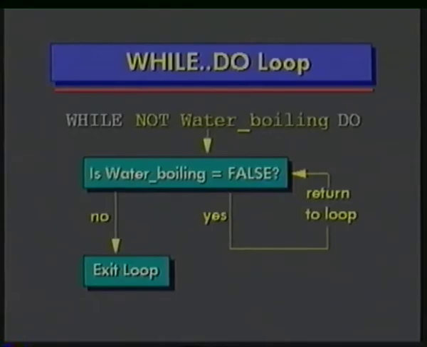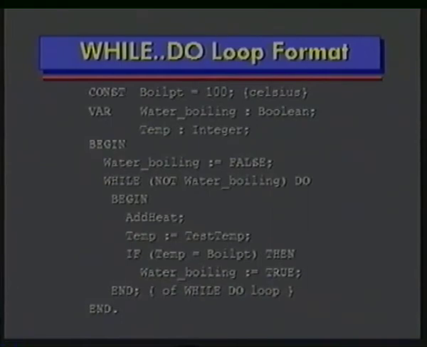In other words, the statements that make up the body of the loop are executed. The loop stops only when the control expression evaluates to false. In our example, we might create a Boolean variable called water boiling and set its initial value to false. With this, we would use a while do control expression that says not water boiling. In this case, negating the false variable means that it evaluates to true, and the loop statements will execute.